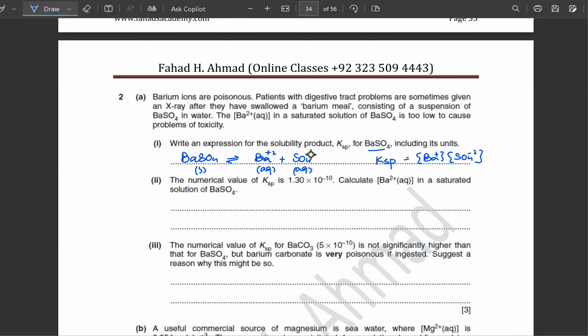Now, in the next part, he's saying that the Ksp is given. He says calculate the barium ion concentration in a saturated solution of BaSO4. The Ksp is already known. So first thing, he's asking for the barium ion concentration. So if I take that as X mole per dm cube, the sulfate ion concentration would be exactly the same. If BaSO4 dissolves, it's going to produce the same amount of barium ions and exactly the same amount of sulfate ions. Is that clear?